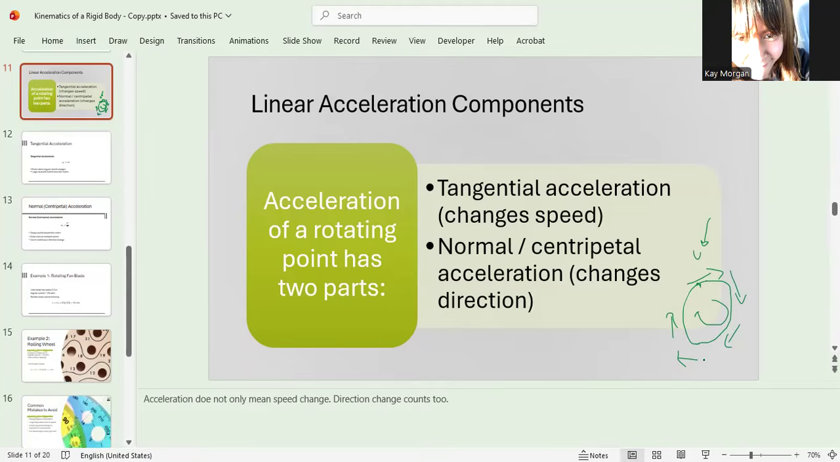We're talking about the centripetal acceleration. Centripetal is direction, tangential is the magnitude, the changes in the speed. What are we looking at? We're looking at the velocity over some time to get the acceleration. So don't forget that as well. So in rotational motion, acceleration doesn't mean only speed change. You have to understand that there is a change in direction.